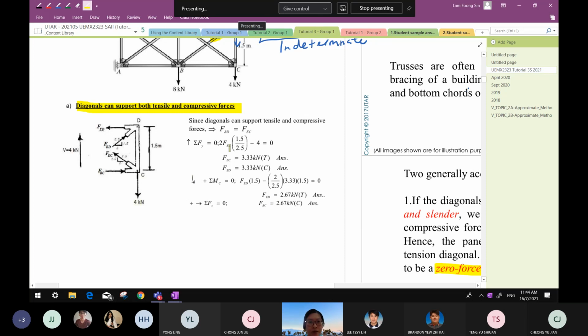So here, FBD is equal to FEC. We assume the force is similar, but one is in tension and one is in compression. So compression and then tension. They both share the same value of the force.